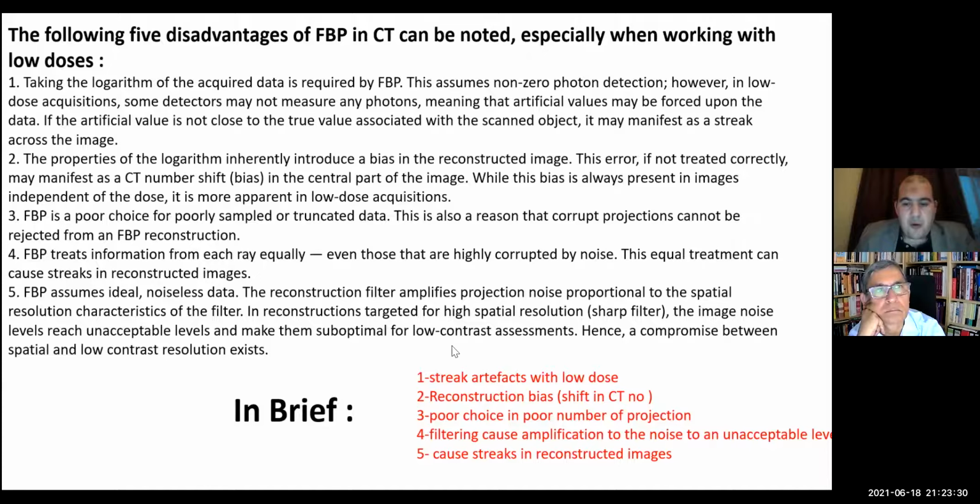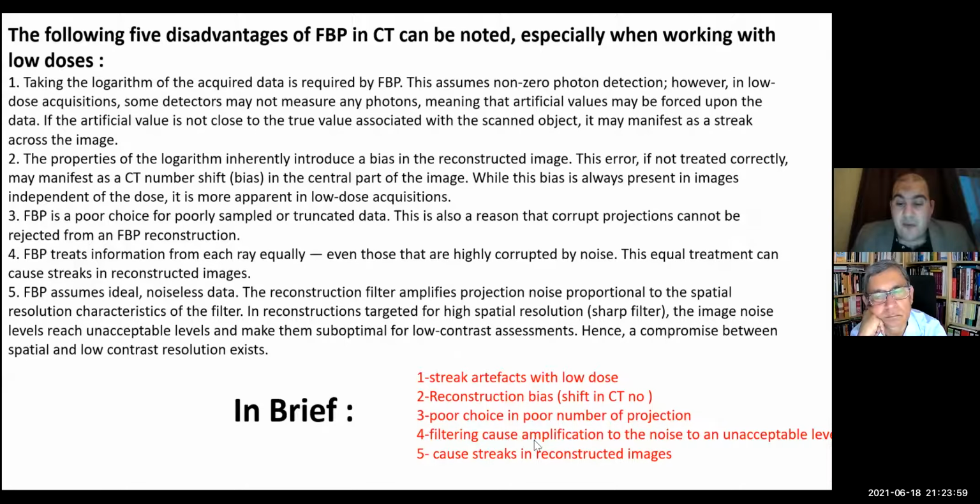Here, filter back projection, the standard method used for a long time for reconstruction of CT images, has a lot of disadvantages, like streak artifacts with low dose and reconstruction bias. You will find a shift in CT numbers to higher values. It is also a poor choice if the number of projections is not enough, so it will be a poor choice to use filter back projection to give you a good image.